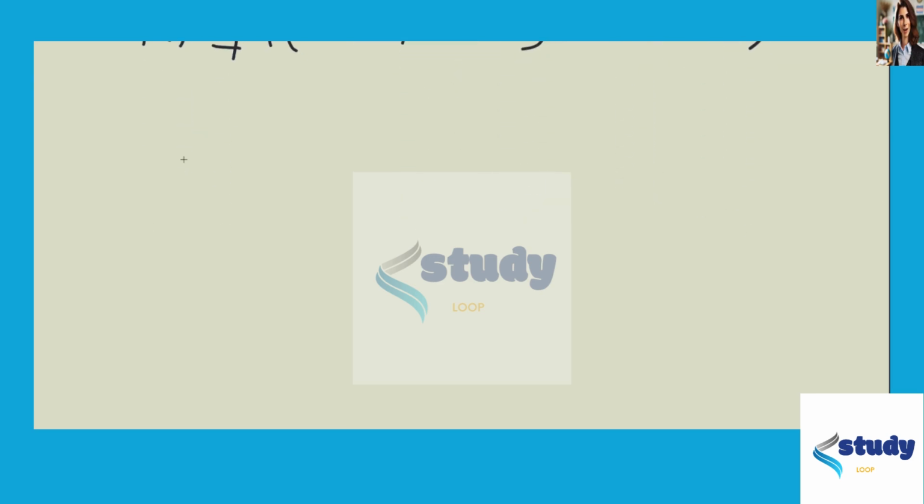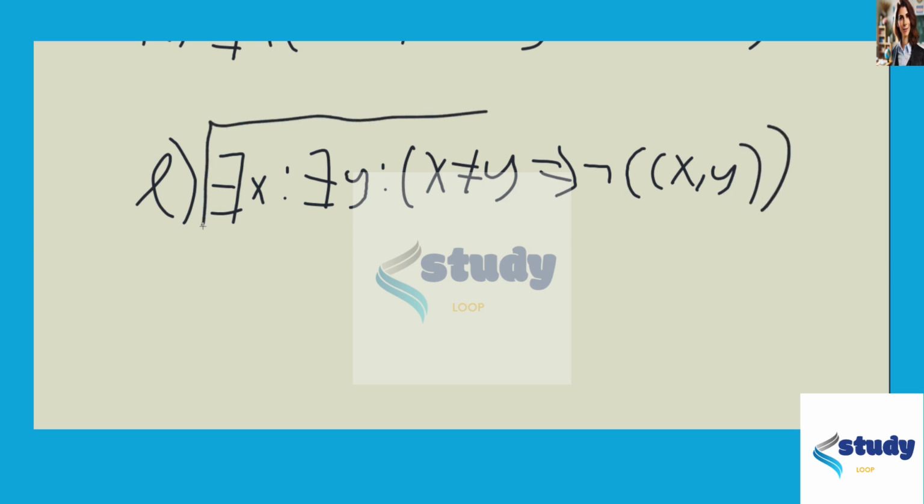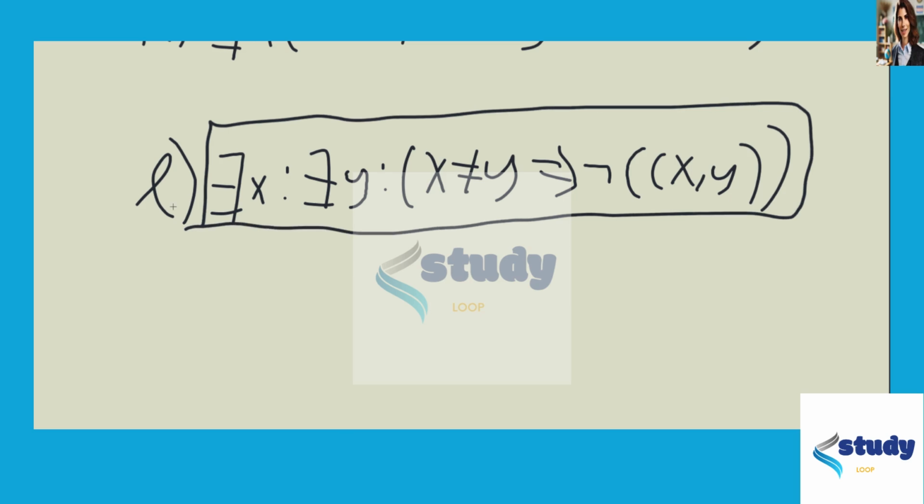All right, and then going on to part L, the statement here is that there are two students in your class who have not chatted with each other over the internet. So we've got there exists an x such that there exists a y such that x does not equal y would then imply the negation of C of x, y. All right, there is part L.